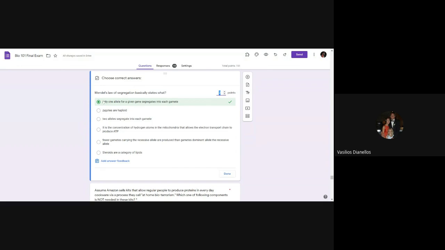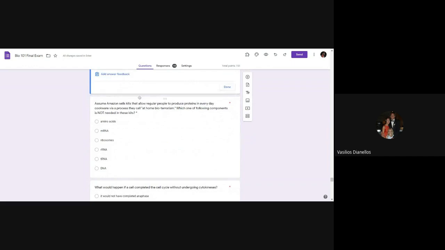It is the concentration of hydrogen atoms in the mitochondria that allows the electron transport chain to produce ATP. All right, so that kick-started my memory. Now I remember what I was going to say. As long as you didn't guess that one, steroids are a category of lipids, which is a correct statement, but it has nothing to do with this. As long as you didn't guess those two, you actually got partial credit because at least you were discussing something that's in the same topic. So moving forward.